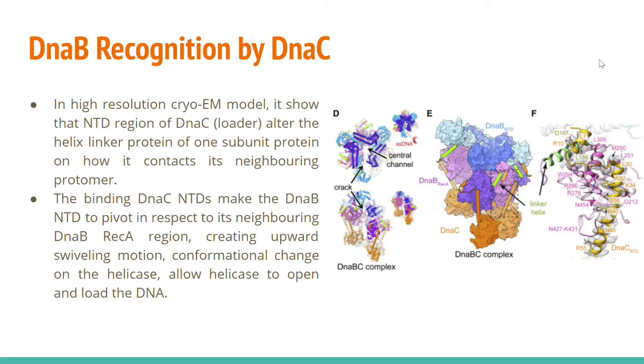Next is the DnaB recognition by DnaC. In the high-resolution cryo-EM model, it's shown that the N-terminal region of DnaC alters the helix linker protein, leading to conformational changes in the helicase. The details of the process can be seen in the next bullet.